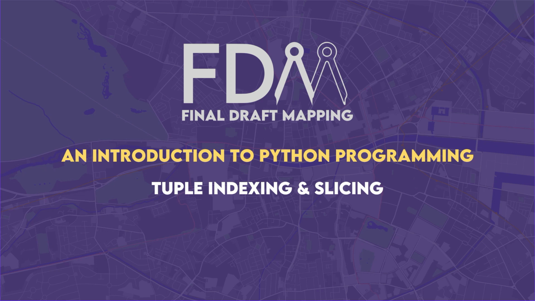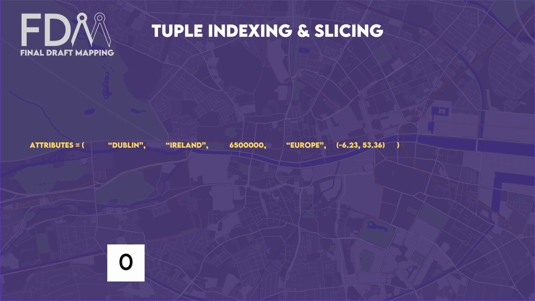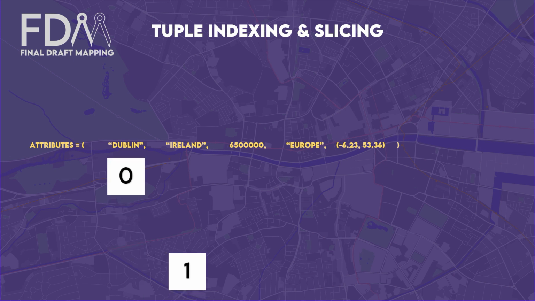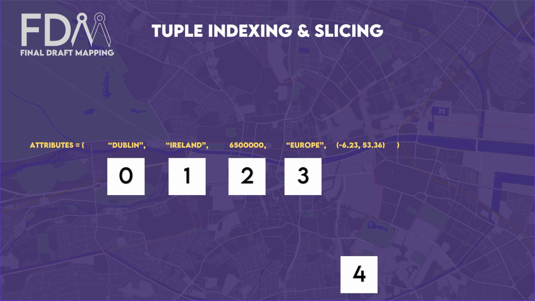In this video, we will take a look at indexing and slicing with a tuple. As we saw with strings and lists, indexing with tuples begins with 0. Let's think back to the tuple that we created in the previous video, where we had a string of Dublin, Ireland, an integer of 6.5 million, a string of Europe, and a tuple containing float coordinates. Dublin is at index 0, Ireland at index 1, 6.5 million at 2, and so on.